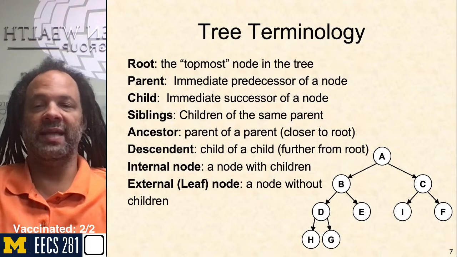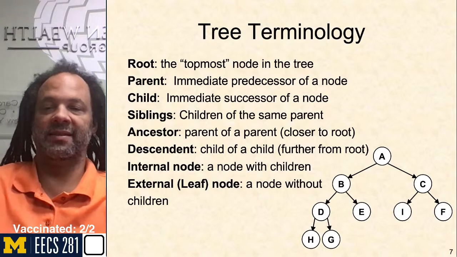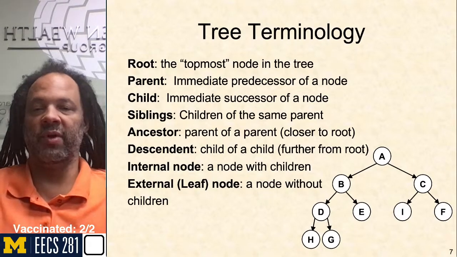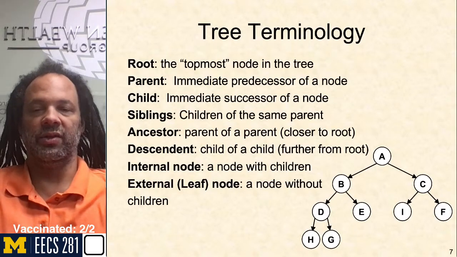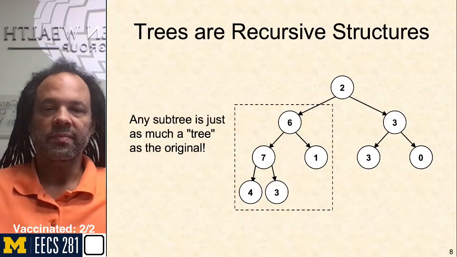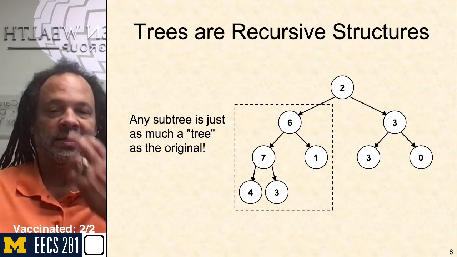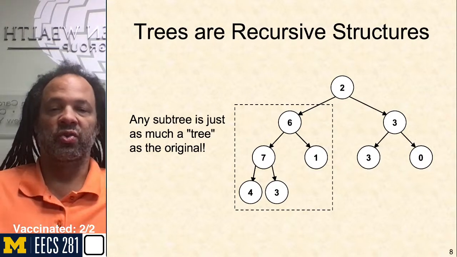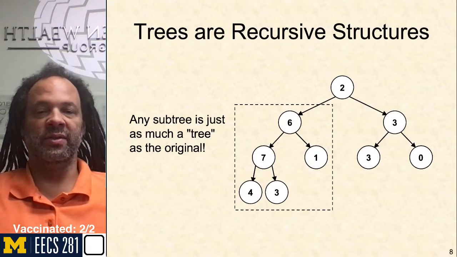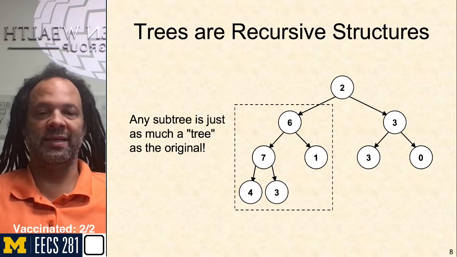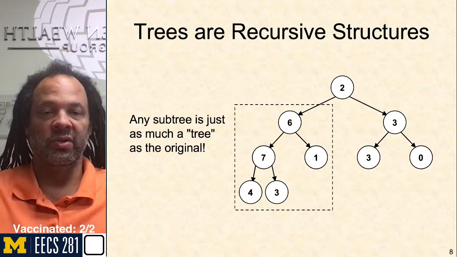And this sort of extends the tree metaphor, whereas the leaf is the last thing that we see on the tree. There's nothing that branches off from a leaf because it's the most external bit that a tree has. We think of trees as recursive structures, so any subtree is just as much a tree as the original. Here there's a dotted line box surrounding this subtree that's rooted at 6, that has a couple of children and then a couple of grandchildren as well.